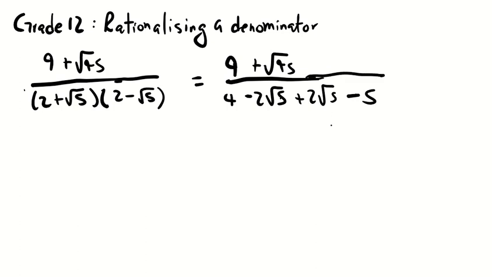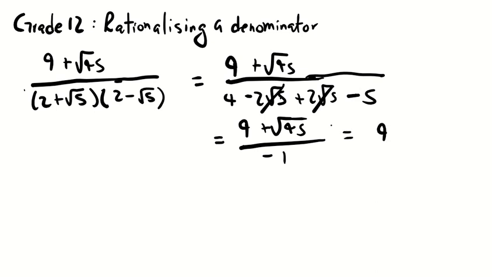So here 2 square root 5 cancels. 4 minus 5 is equal to negative 1. And then we have 9 plus 45. 45 is the same as 9 times 5. Okay, 9, 18, 27, 36, 45. So 45 is the same as 9 times 5. So 9 plus 9 times 5 over negative 1.